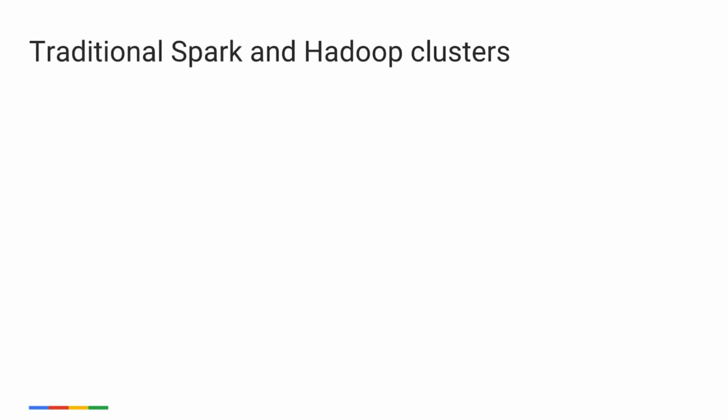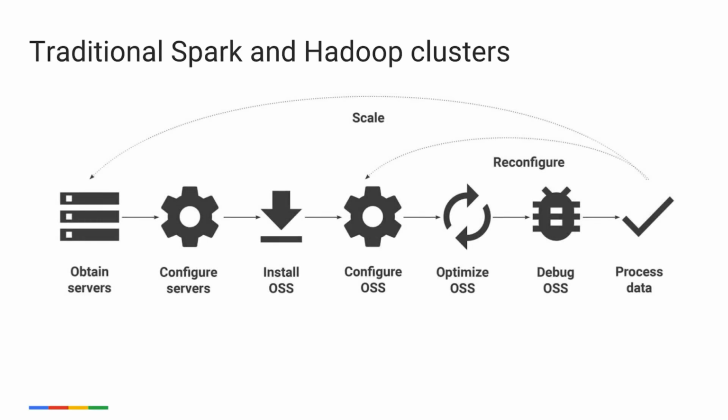So first, let's look at what a traditional Spark and Hadoop cluster looks like in terms of going from the need to either create or scale a cluster to the point at which you're able to actually use that capacity. In a traditional on-premise setting, it's a very long and often complicated process. First, you focus at the hardware level. You have to get your servers, put them in your data center, rack them, then configure them.